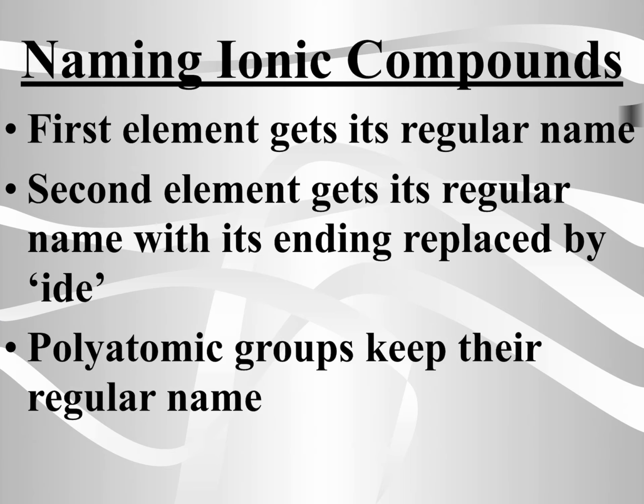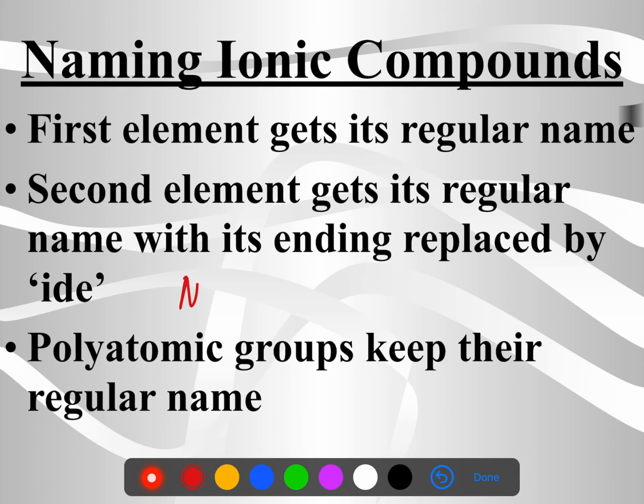Like, for instance, you were taught CO2 is carbon dioxide. Well, yeah, you have to make a distinction there because there's a couple of compounds that have carbon and oxygen in it. CO is carbon monoxide. So we have to make a distinction between the two. But with sodium chloride, there's only one compound where you take sodium and attach it to chlorine, and that's NaCl. So we're not going to call this monosodium monochloride. It's just sodium chloride. So the first thing, regardless of how many you have, keeps its regular name.